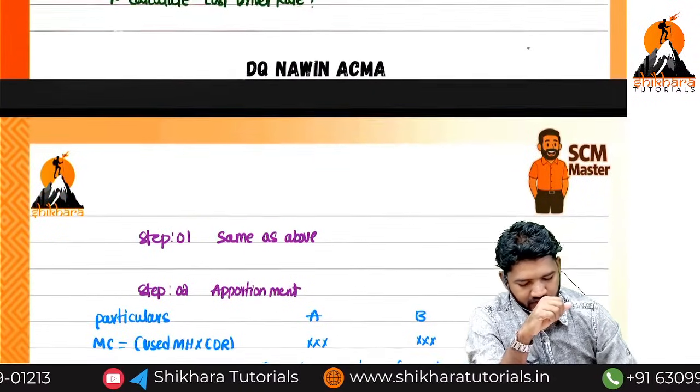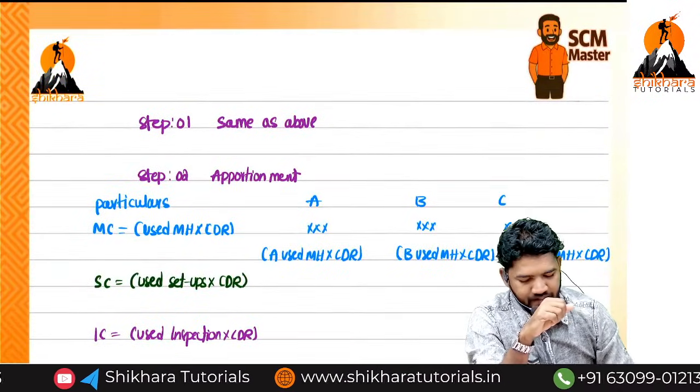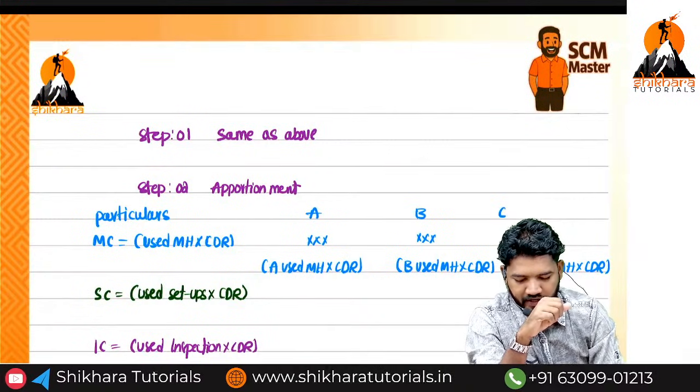When it comes to this example, I want to calculate step 1. What about step 1? Cost driver rate only, no?